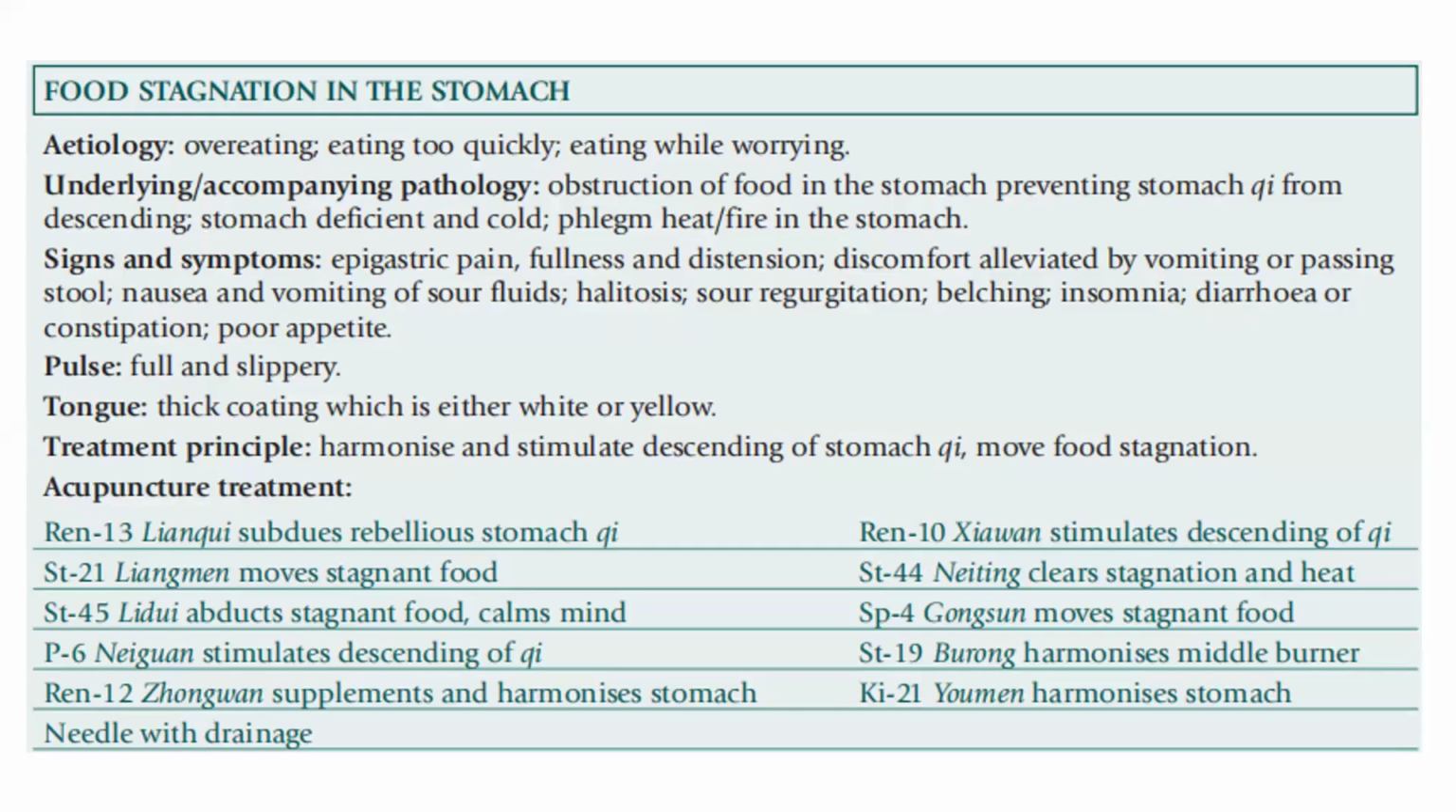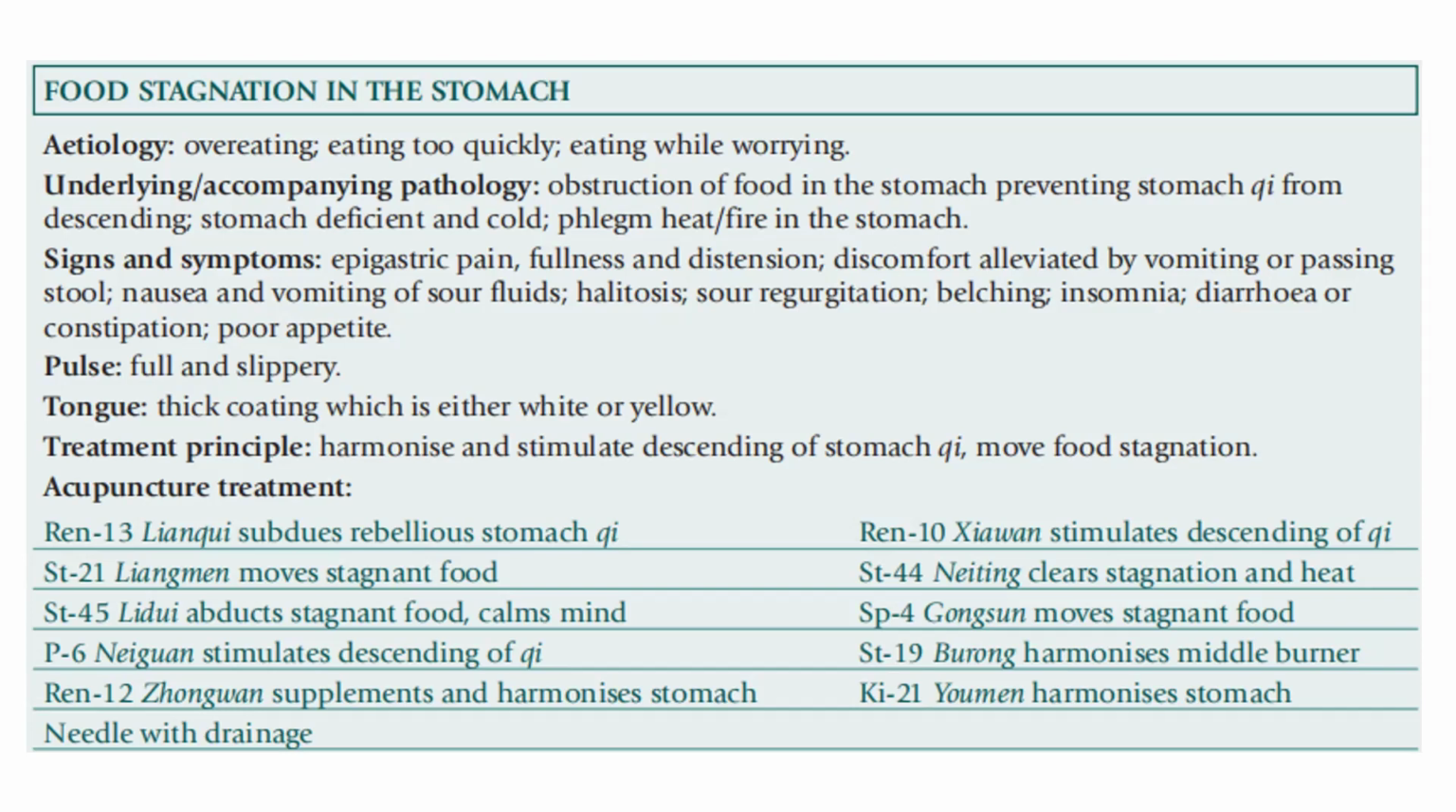Food stagnation in the stomach. Etiology is overeating, eating too quickly, eating while worrying. Underlying and accompanying pathology: obstruction of food in the stomach, preventing stomach chi from descending, stomach deficient and cold, phlegm, heat, fire in the stomach. Signs and symptoms: epigastric pain, fullness and distension, discomfort alleviated by vomiting or passing stool, nausea and vomiting fluids, halitosis, sour regurgitation, belching, insomnia, diarrhea or constipation, and poor appetite.